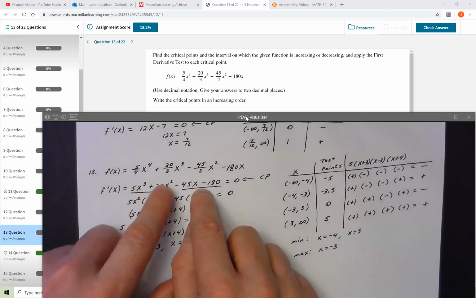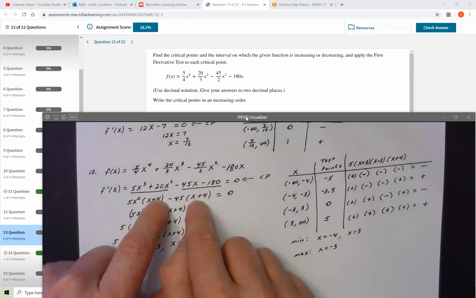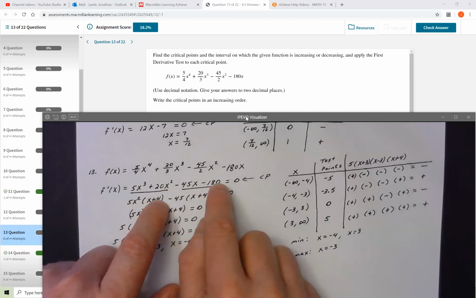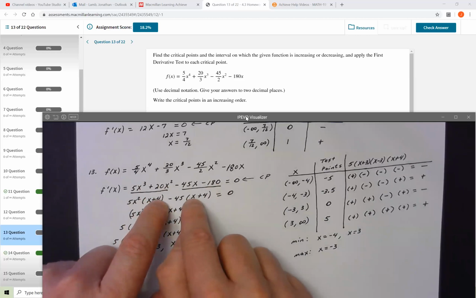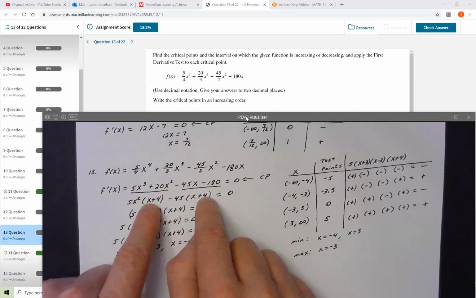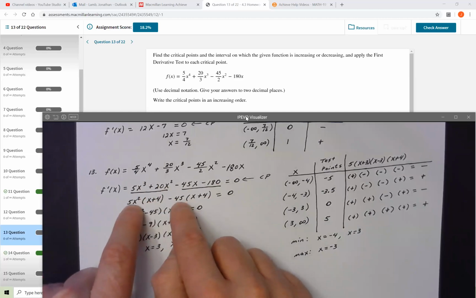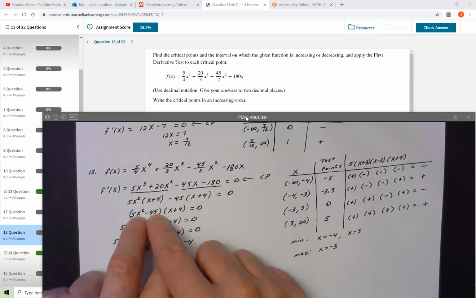When I group the first two, I can factor out a 5x squared and it leaves me x plus 4. When I group the second two, I can take out a factor of negative 45 and it'll leave me x plus 4. So then you say, well, clearly you have a common factor of x plus 4. When you factor that out, you'll be left with 5x squared minus 45.